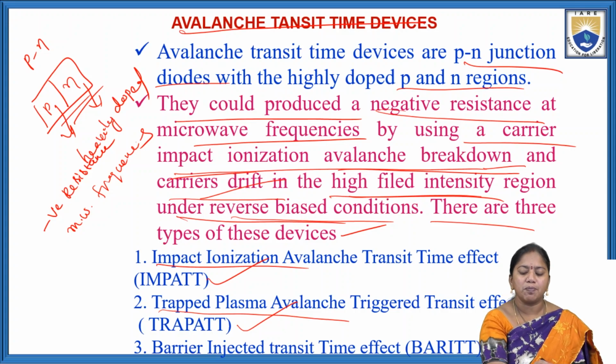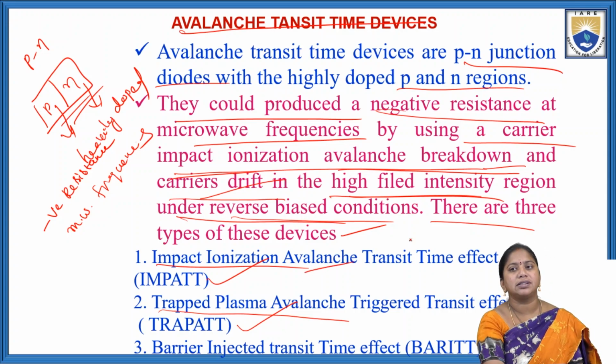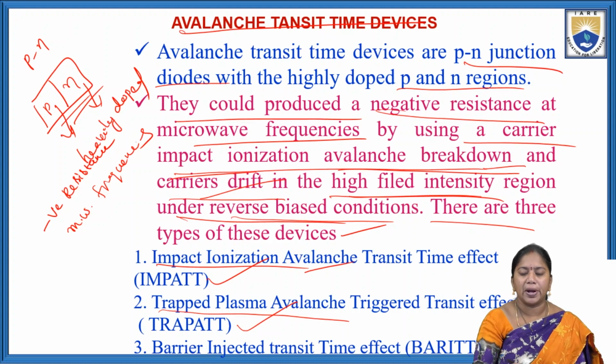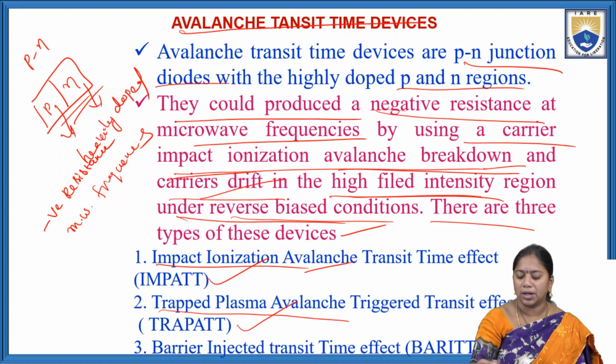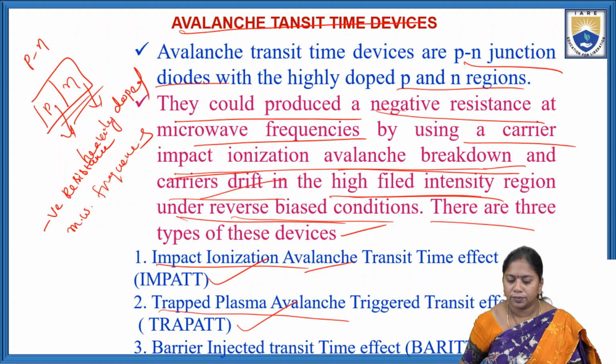The three types are: first, the impact ionization avalanche transit time effect, known as the impact diode; second, the trapped plasma avalanche triggered transit effect, known as the trapped diode; and third, the barrier injected transit time effect, simply called the barrier diode.